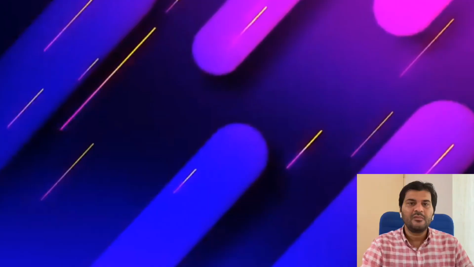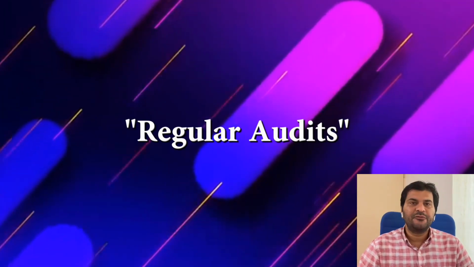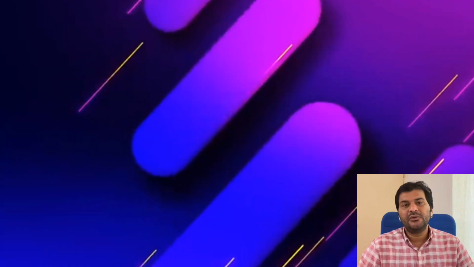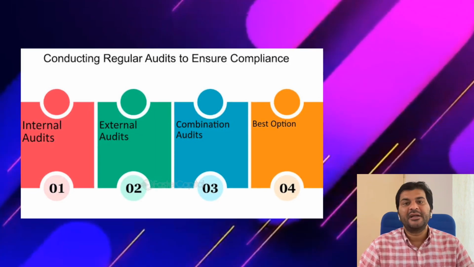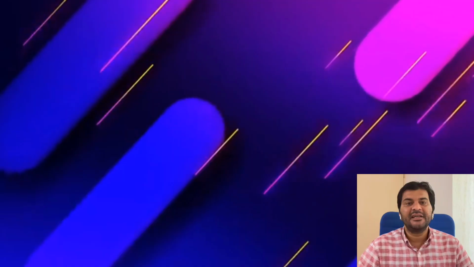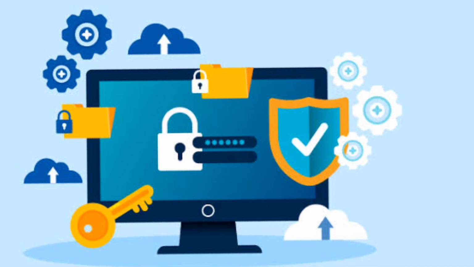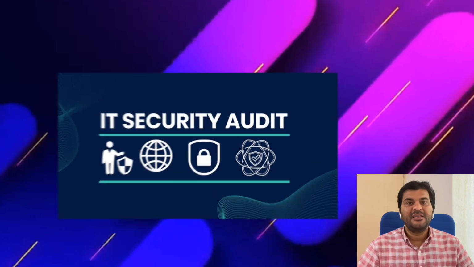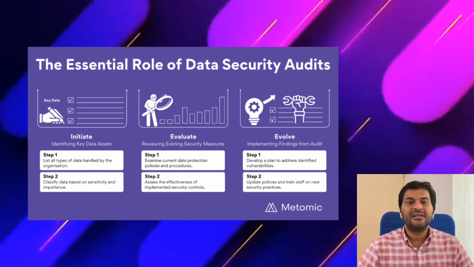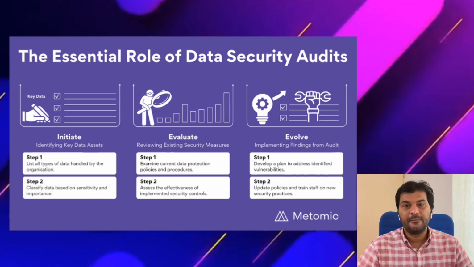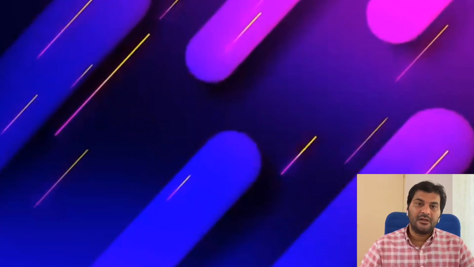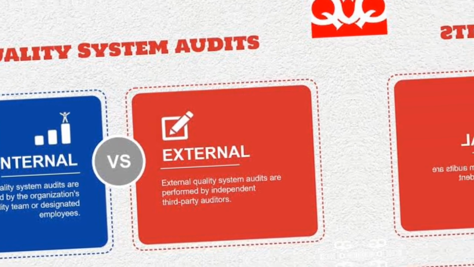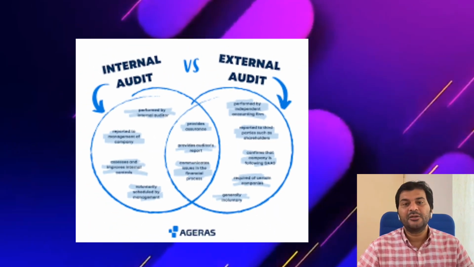Now moving to the fourth point, which is regular audits. Organizations and teams should conduct regular audits in a proactive way to ensure that confidential data remains secure when using the AI systems. Auditing helps to identify potential vulnerabilities and assess whether the data protection measures are effective or not. The organization needs to perform both internal and external audits regularly.